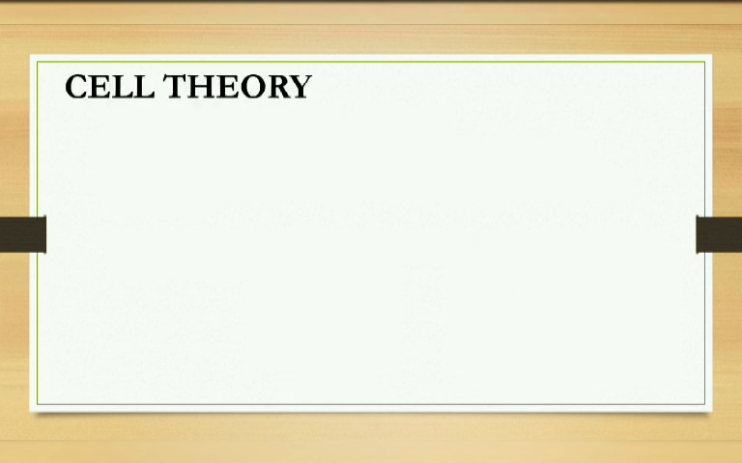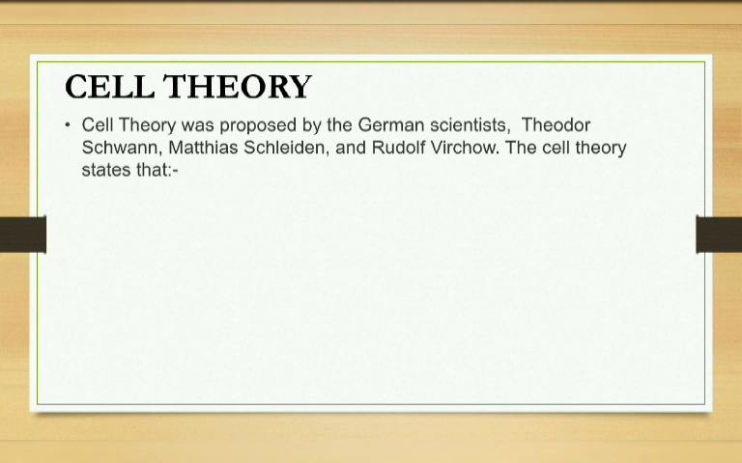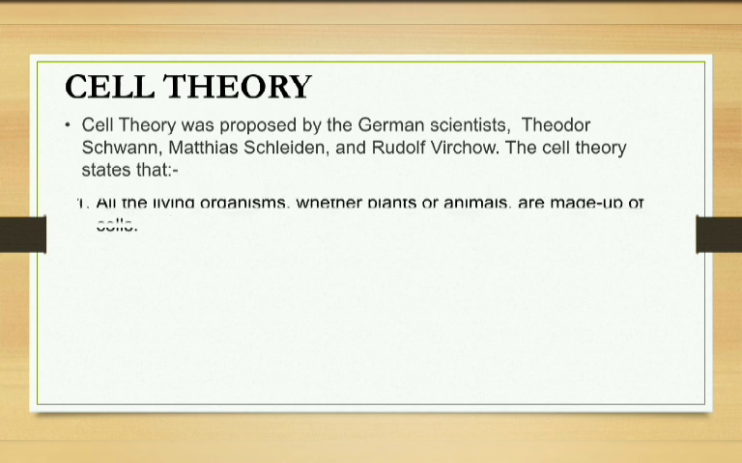Now come back to the cell theory. Cell theory was basically given by two scientists, Schleiden and Schwann. Basically the cell theory has 3 points. The first 2 points were given by Schleiden and Schwann, and the third and most important point was given by Rudolf Virchow. Now here is the first point.